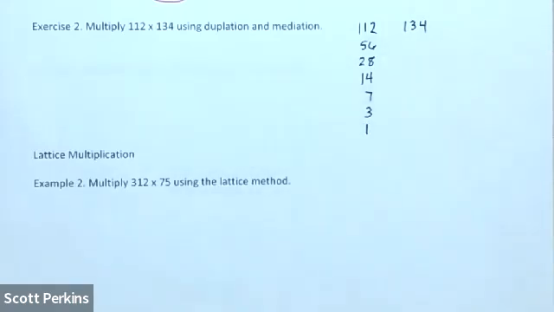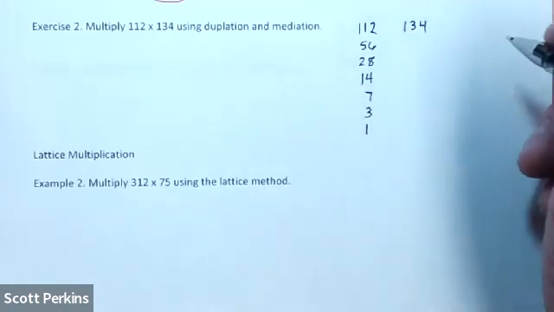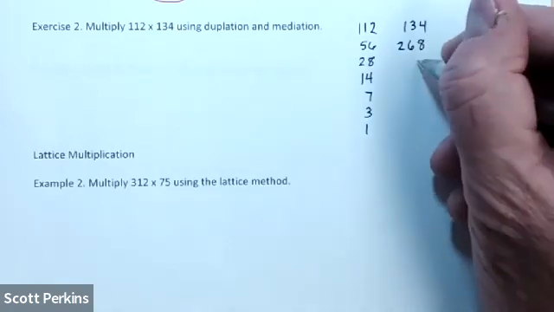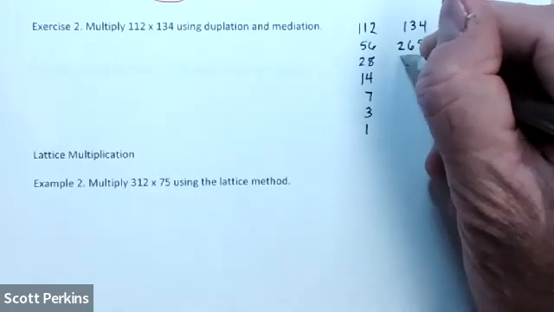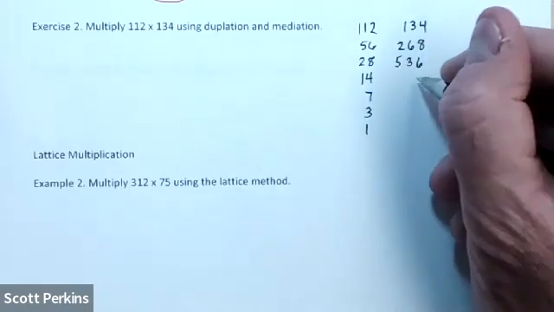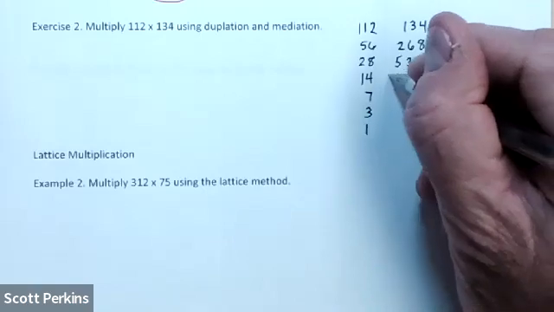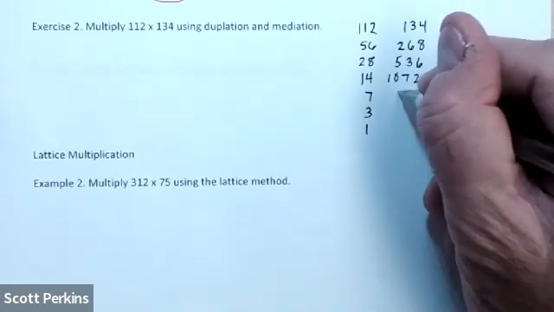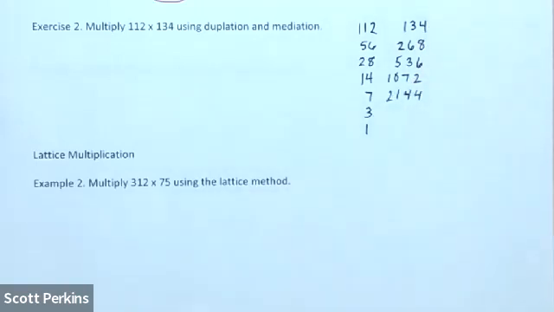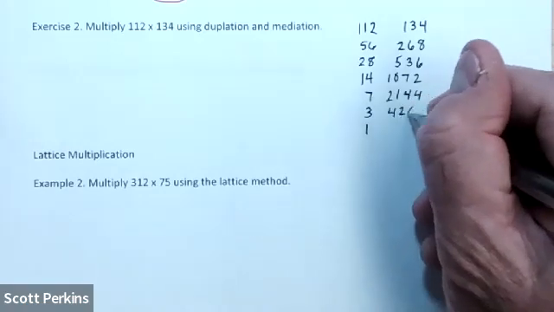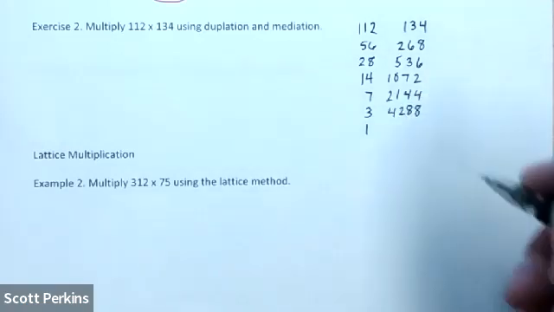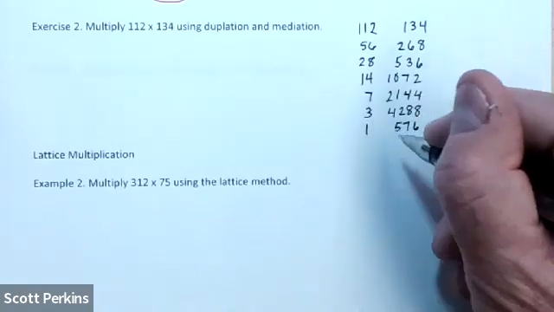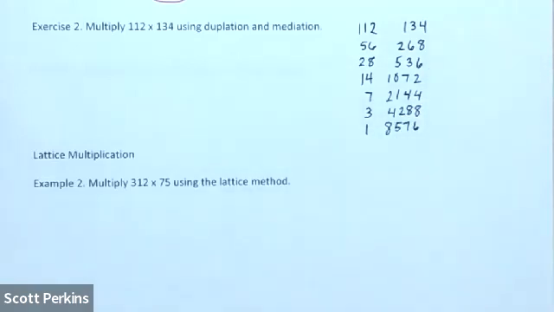So now I'll double 134 each time. So successively, 134 when I double it is 268. When I double 268, I get 536. 536 when I double it is 1072. 1072 when I double it is 2144. When I double that, I get 4288. And last but not least, when I do that, I get 16, carry the 1, 17, carry the 1, 5, 8576.